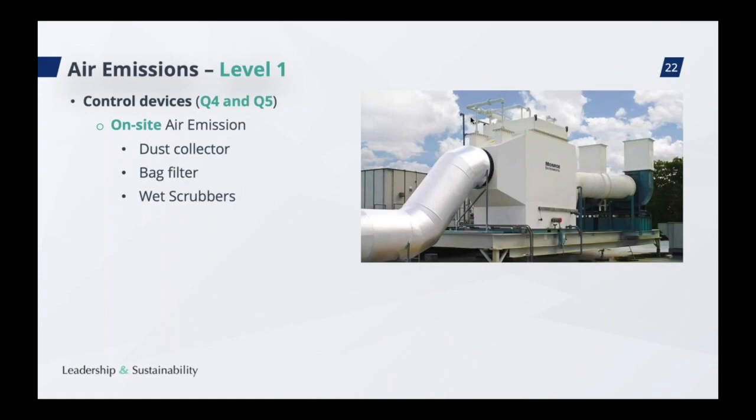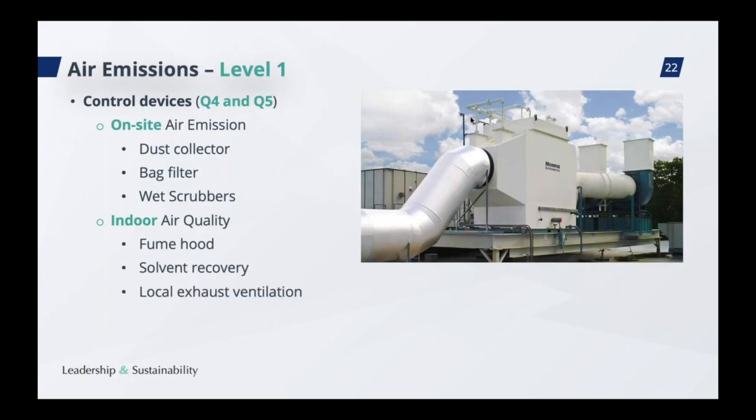The intent of these questions is to understand if the facility has effective systems to control indoor and outdoor air pollution. These are examples of controlling devices. For on-site air emissions: dust collector, bag filter, wet scrubbers. For indoor air control: fume hood, solvent recovery, local exhaust ventilation.